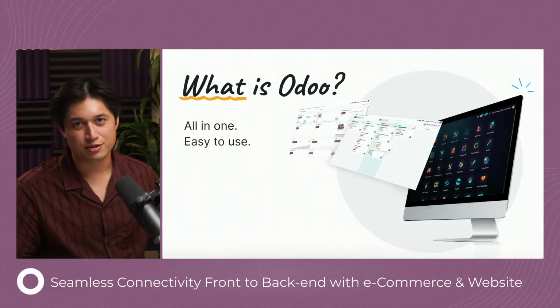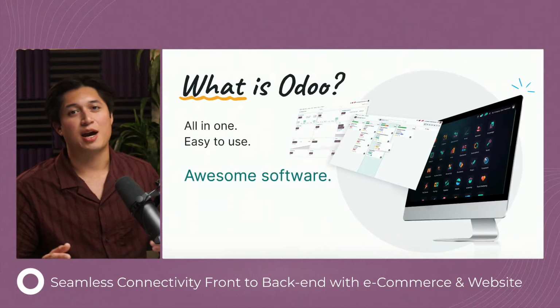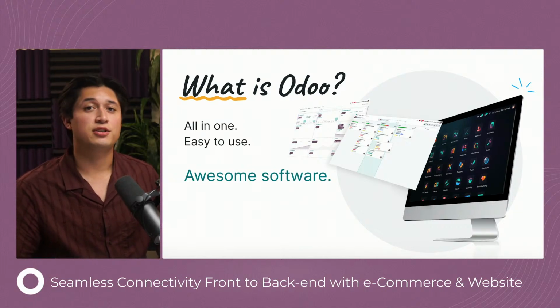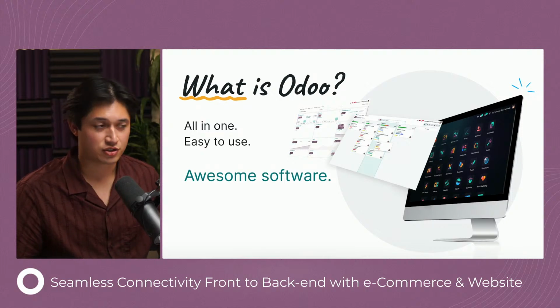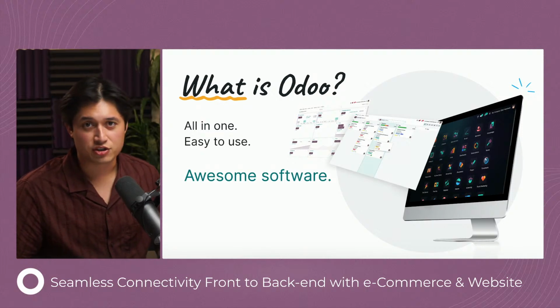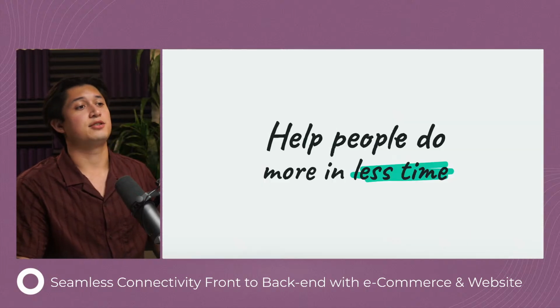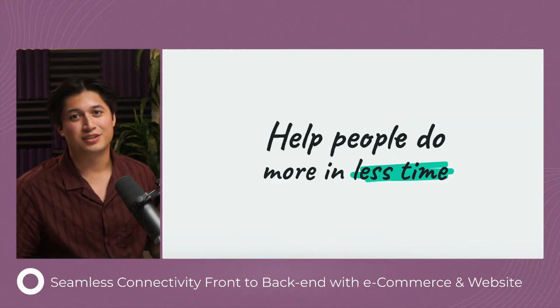Now, what is Odoo? If you don't know already, and you just happen to stumble across this webinar, Odoo is an all-in-one ERP suite with over 40 different applications. Now, all of our applications are fully integrated with one another, continuously talking to each other in real time. By having an integrated solution, our hope is to help people do more in less time.